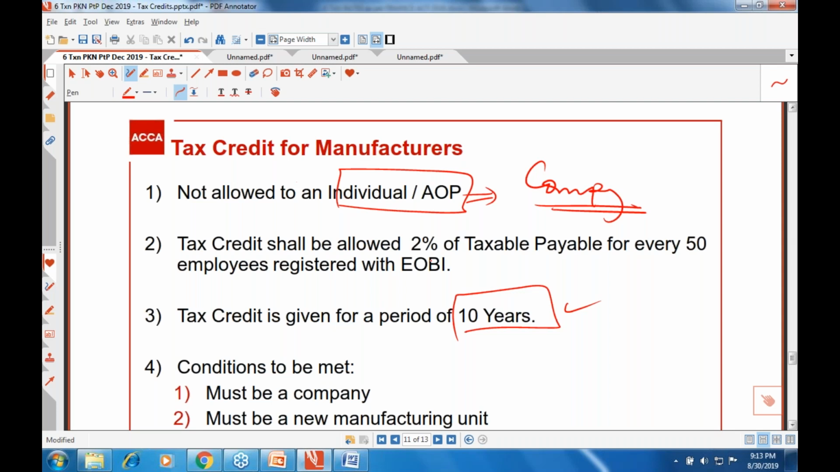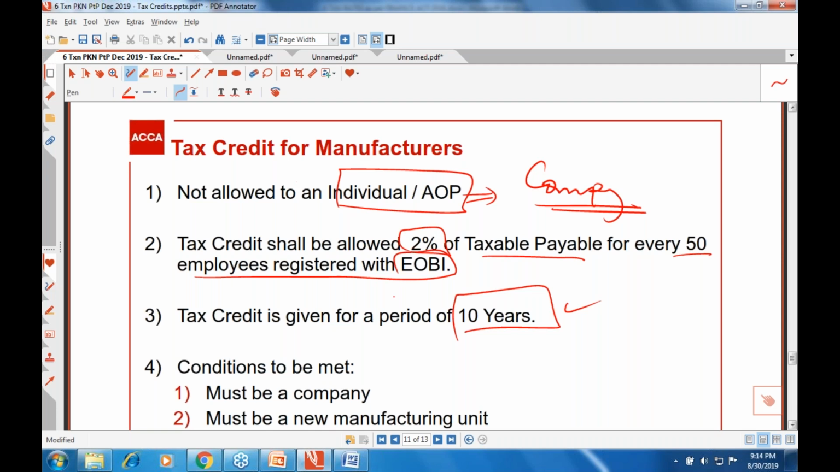Now, what are the tax credits that are actually going to be given to you for a tax year? Let's see. It says that tax credit shall be allowed at 2% of the tax payable for every 50 employees registered with EOBI. Now, how is the government establishing how much employment you are generating?